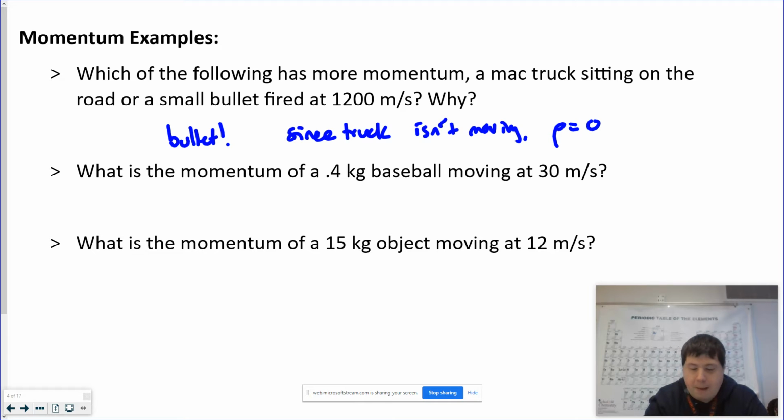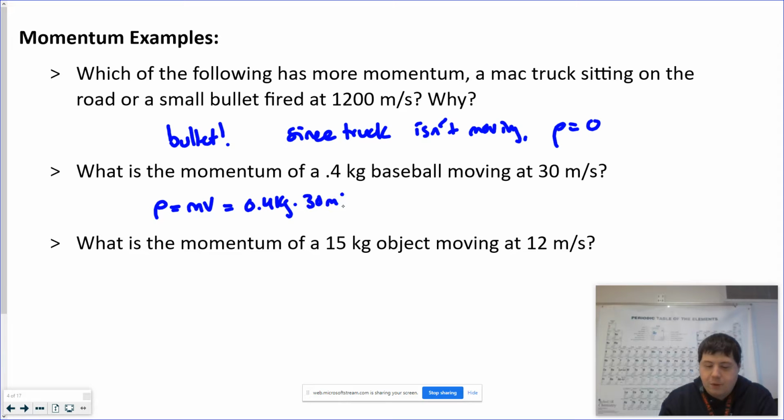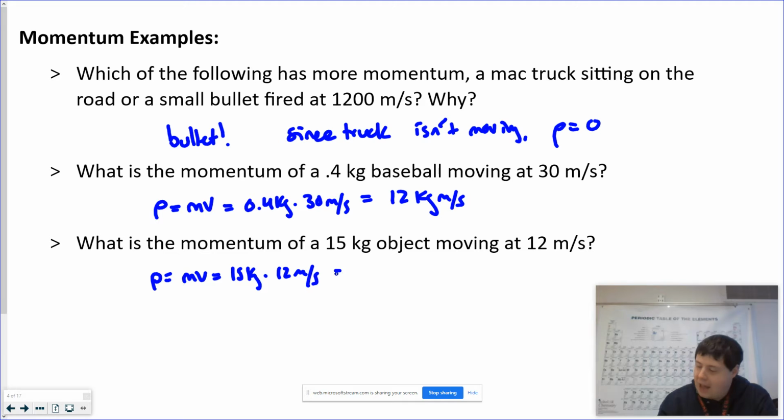Next question asks us, what's the momentum of a 0.4 kilogram baseball moving at 30 meters per second? Pretty easy enough. We know momentum is m times v. That's 0.4 kilograms times our velocity of 30 meters per second. And it looks like that ends up being 12. And then our unit again is kilogram meters per second. You can try the next one on your own if you'd like, see what you get. When I did this in my calculator, it looks like here it's 15 kilograms times 12 meters per second, and I got 180 kilogram meters per second.